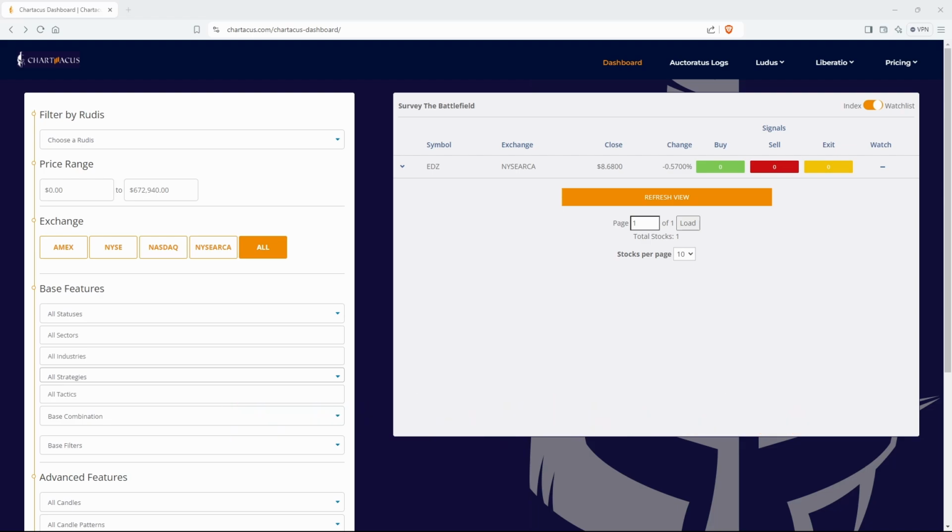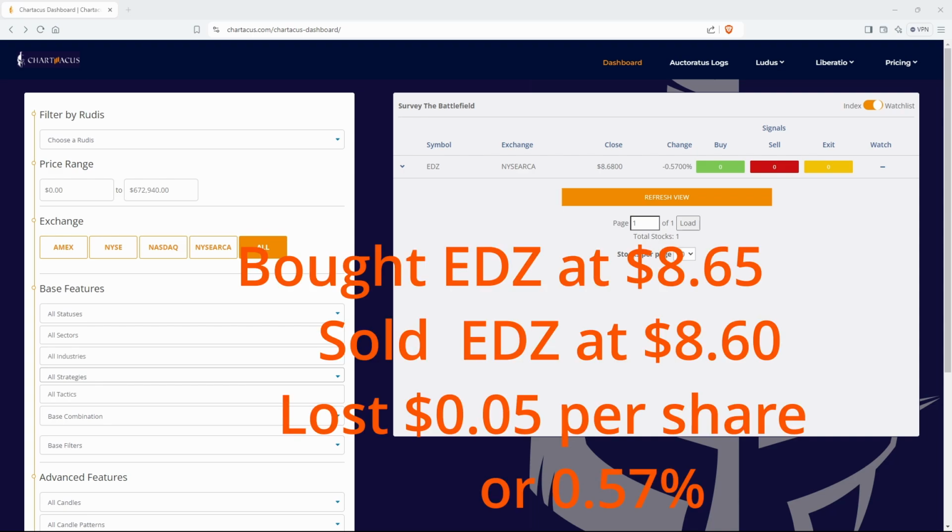Following along with Chartacus's risk management, we got stopped out this afternoon, sometime after 2 p.m. Eastern Standard Time. Hence, since our entry price was $8.65 and our exit price was $8.60, our loss was only 5 cents, or roughly 0.5%, or to be exact, 0.57%.